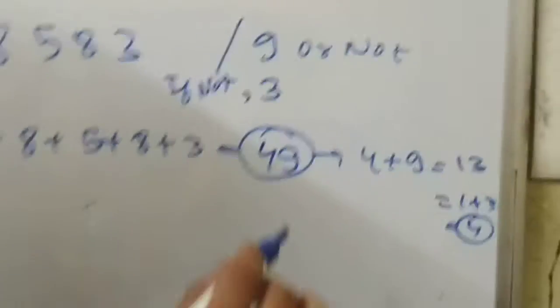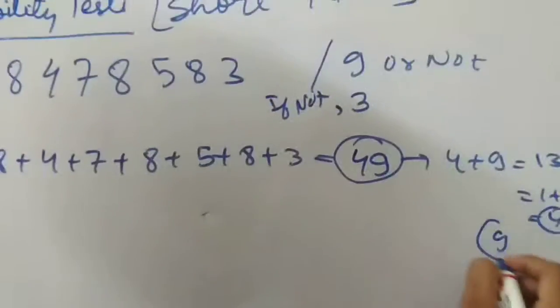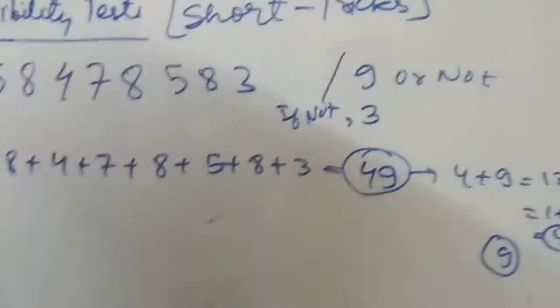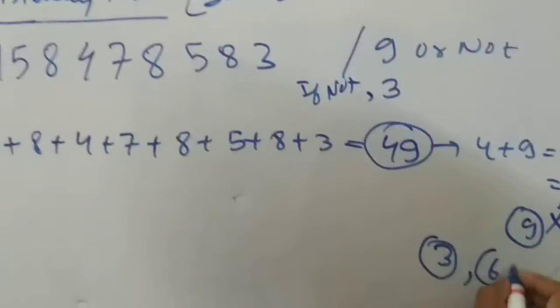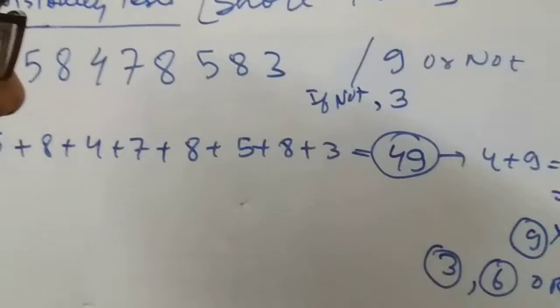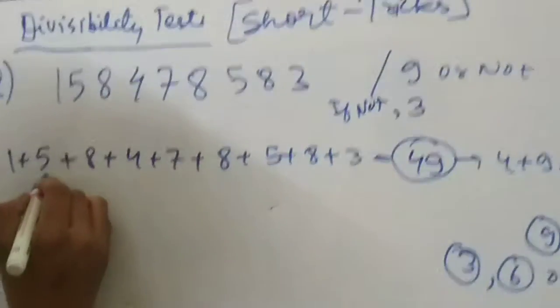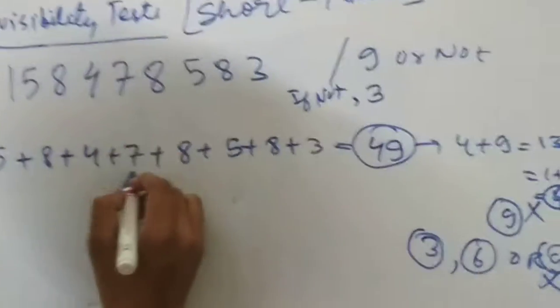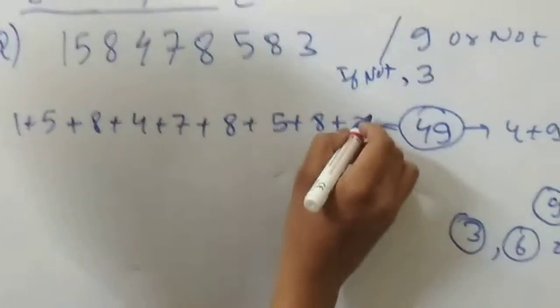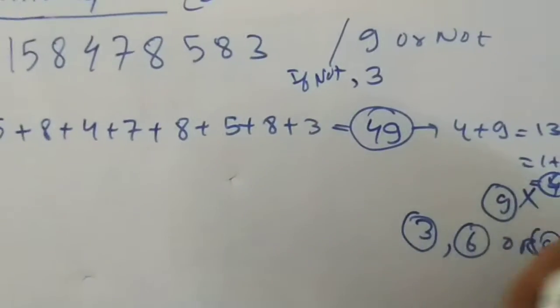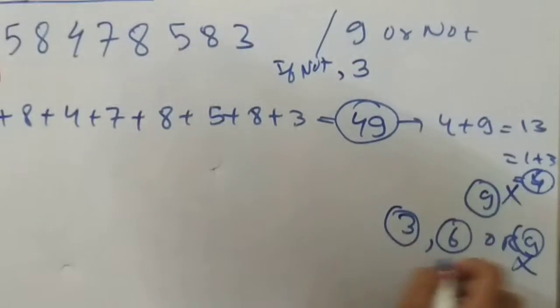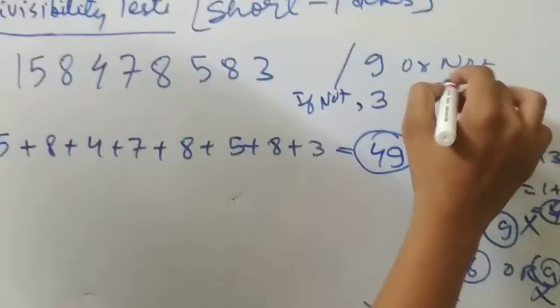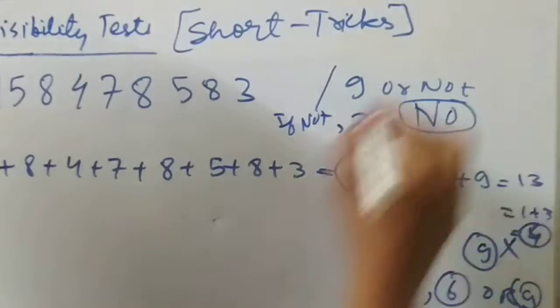Now check. In case of 9, you need only and only 9. In case of 3, you can have 3, 6 or 9. 9 is not there, so one case is eliminated. Here it is 4. Now do it again. 1 plus 5, 6, 6 plus 8, 14, 14 plus 4, 18, 18 plus 7, 25, 25 plus 8, 33, 33 plus 5, 38, 38 plus 8, 46, plus 3, 49. Yes, we are right. 4 plus 9, 13, 1 plus 3, 4. That means we are correct. So 3 and 6 are not there. That means it is neither divisible by 9 nor by 3. So our answer is no. It is not divisible by either of these.